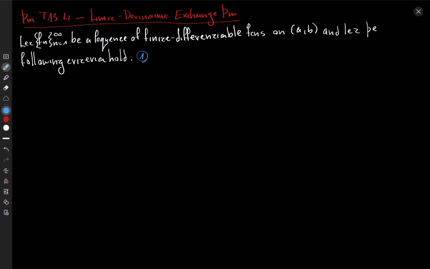Alright, the first. Assume that there exists some number x0 from the interval such that the sequence fn of x0 converges. And number two, assume that fn prime, the derivative of fn with respect to x, converges uniformly locally on the interval AB.